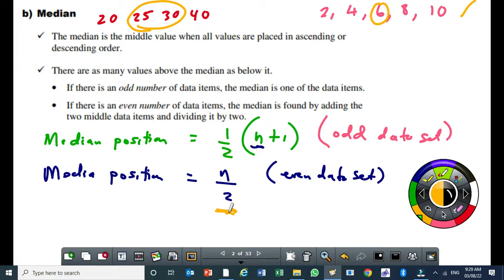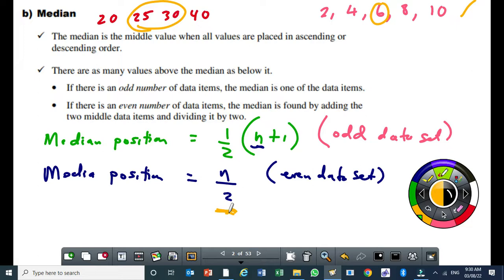Let's say for example the 40 is where the 30 is. Then you can't find the median when your data set is not arranged. You arrange it first, because it will take you long.